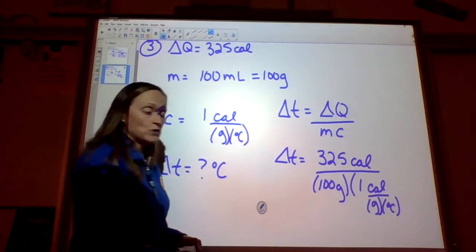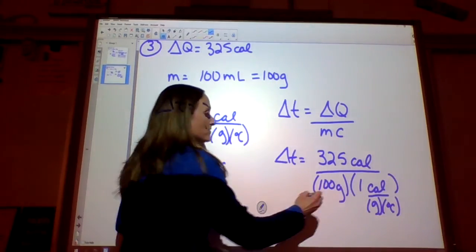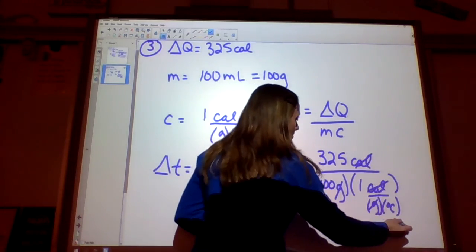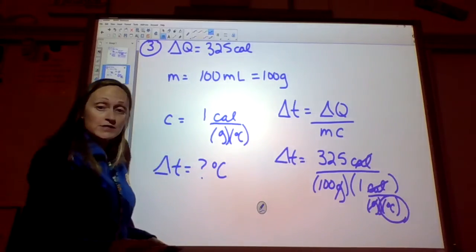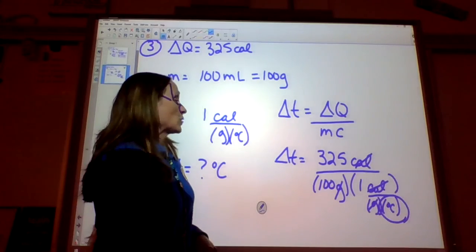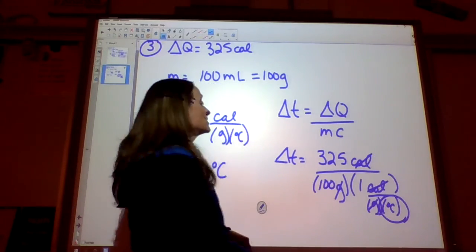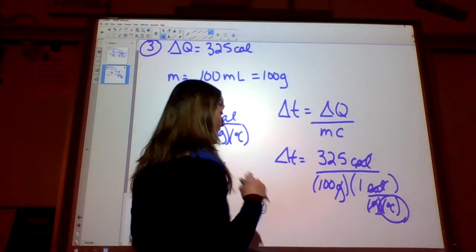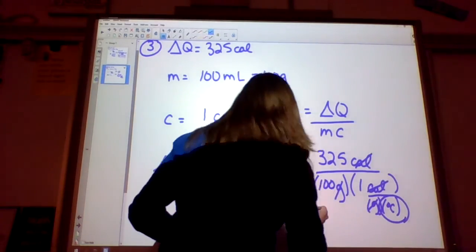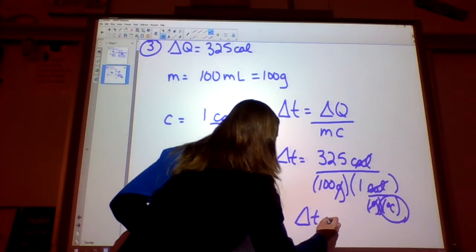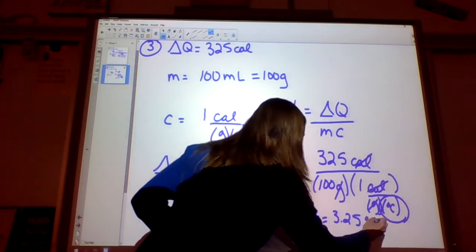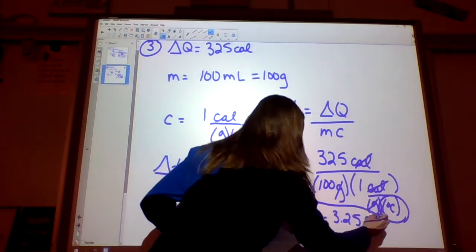Okay, so this time you're going to see with your specific heat that your grams cancel, calories cancel, and you're left with degrees Celsius. So again, this is why your specific heat has all of those units. So 100 times 1 is 100. We'll take 325 divided by 100, and that's going to give us 3.25 degrees Celsius for our change in temperature.